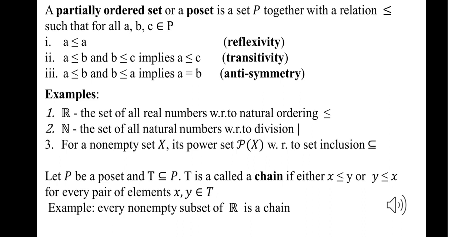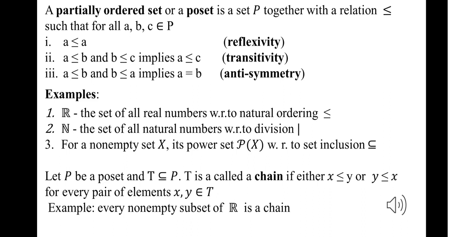The first condition is referred to as reflexivity, and the second one is transitivity, and the third one is antisymmetry. So a relation which is reflexive, transitive and antisymmetric is referred to as a partial order, and a set together with the partial order is called a partially ordered set, or simply a poset. We have written some examples here.